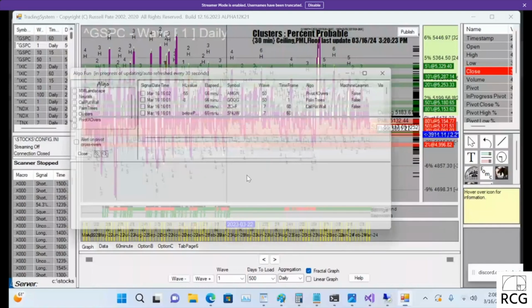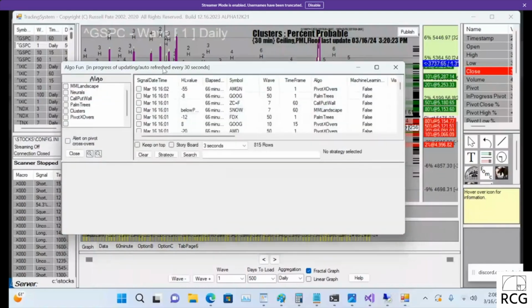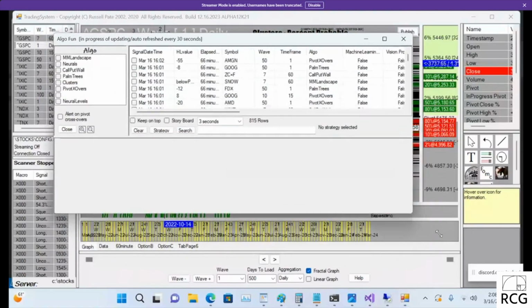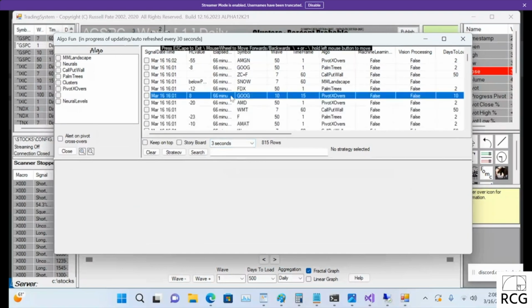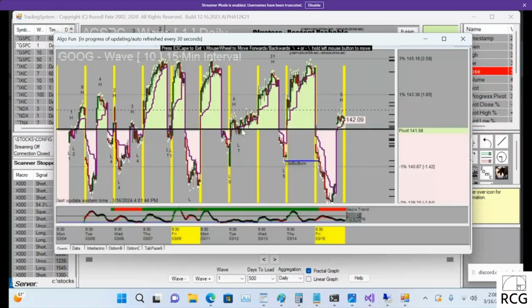So this AlgoFun, this thing's about when we get it fully all connected up with our queue, and so we can submit orders. You'll be able to do strategies. So, for example, when Google maybe crosses the pivot line, you tell it to buy the stock, or you tell it to buy a directional call, or you tell it to buy a spread.